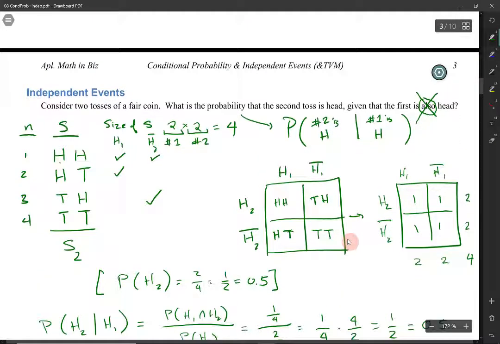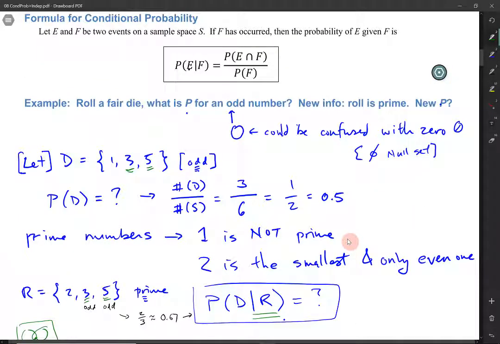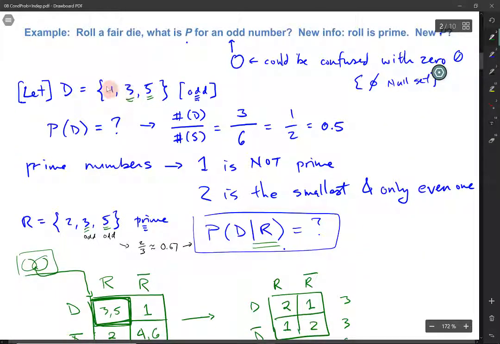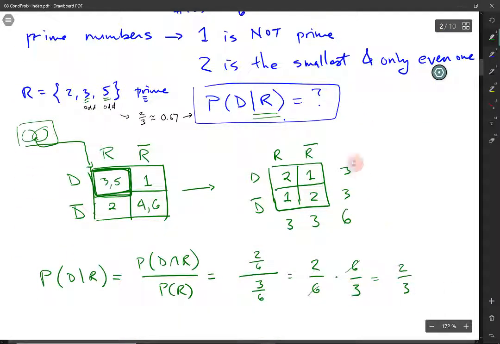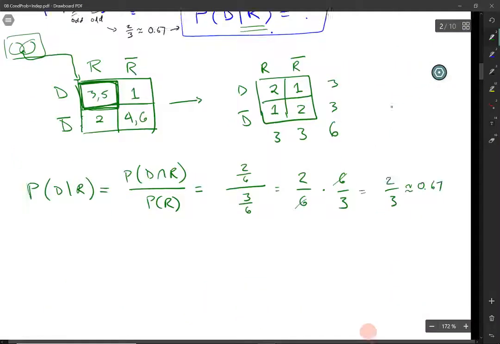Right. So if we look back, the probability that it's odd is a half, 3 out of 6. But the probability of D, given the new information, changed. It changed from 1/2 to 2/3, which is approximately equal to 0.67. So it started at 0.5 and then it got larger to 0.67, but it changed.